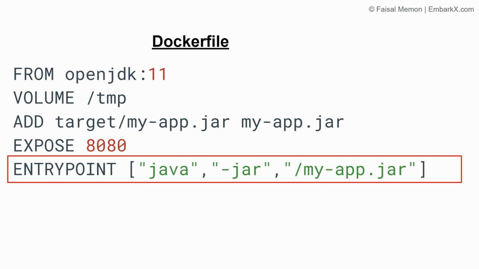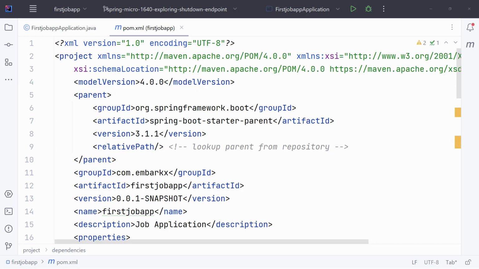So this is a Dockerfile. It's an example file, and I'm just giving you an example as to how the file is created. Now let's understand how Docker works with Spring Boot. With Spring Boot, you don't need to define a Dockerfile. Let me switch over to IntelliJ to explain what I mean.